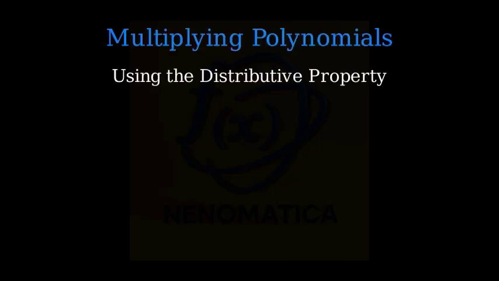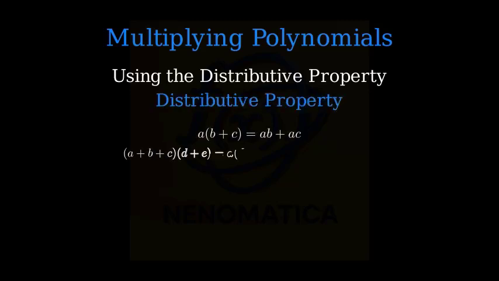Today we're going to learn about multiplying polynomials using the distributive property. When multiplying two polynomials, we can use the distributive property, which is also known as the distributive property of multiplication over addition. According to the distributive property of multiplication, when multiplying two polynomials, we need to multiply each term in the first polynomial by each term in the second polynomial, and then add the results.